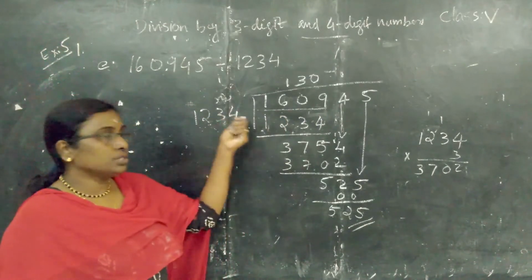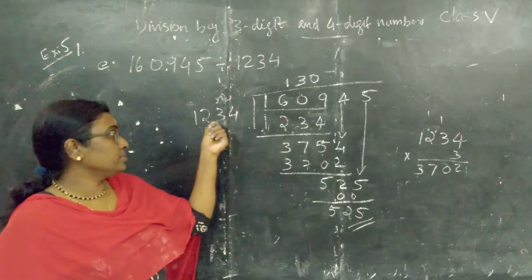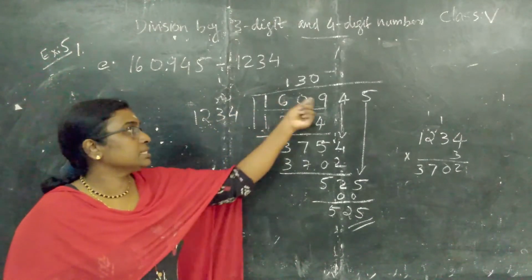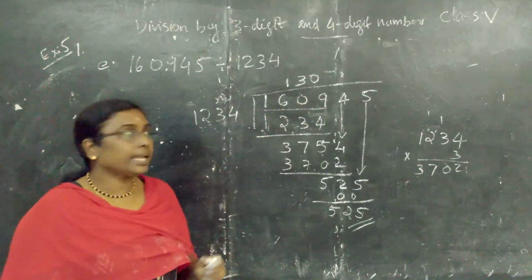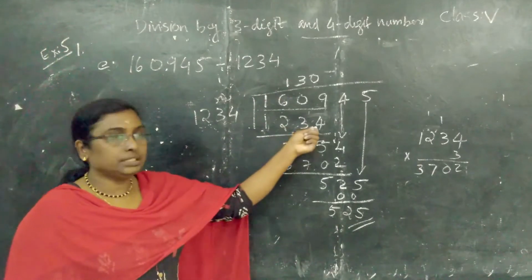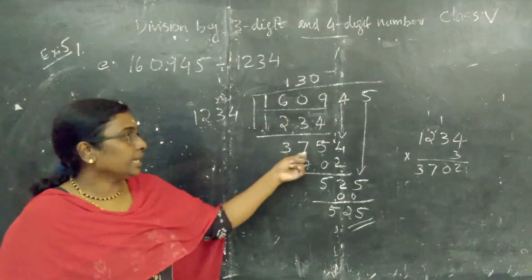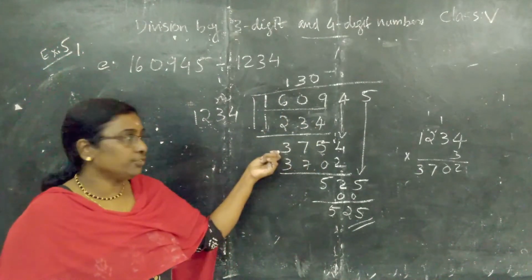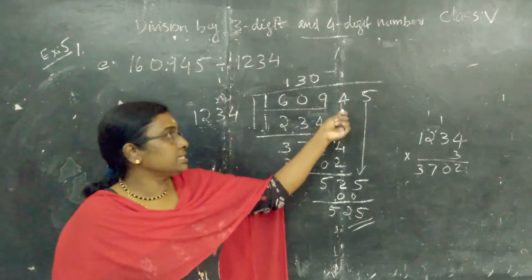1,609 divided by 1,234. How many times 1,234 in this number? 1,609, only 1 time. So write 1 here. 1,234. Then subtract. We get the remainder as 375. Then write down the next digit 4 here.